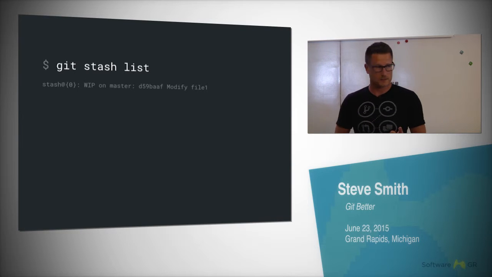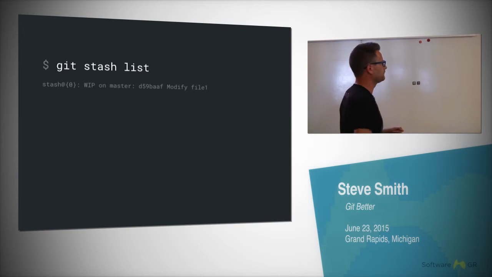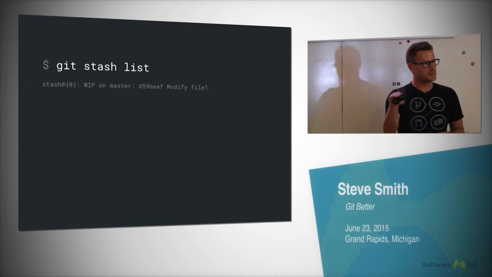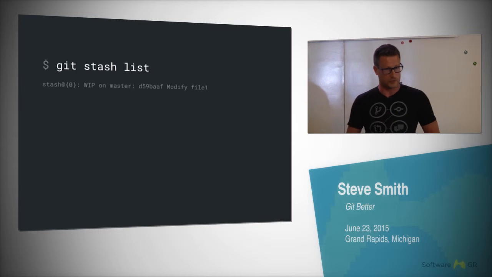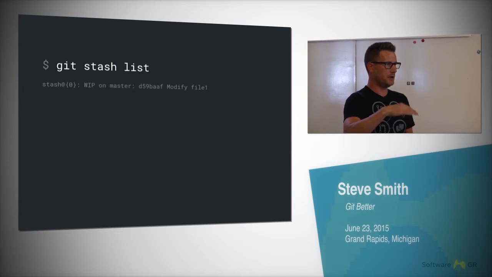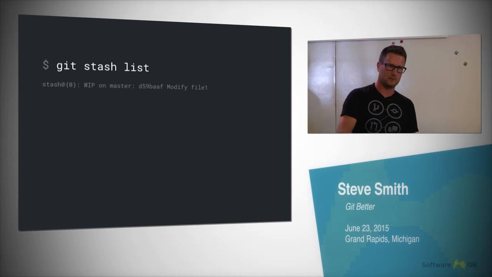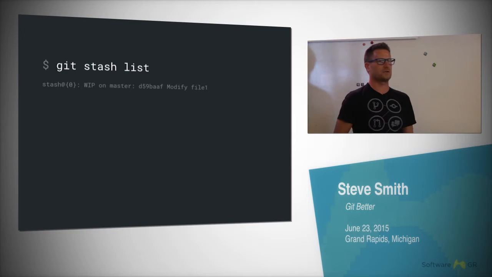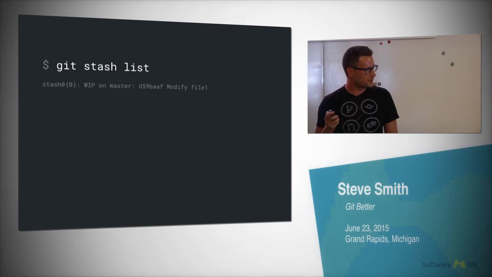I can look at that list. So I can say git stash list. And it will actually print out all the stashes that I have. So you can stash multiple things, and it will just add it to a list. It's like an array. Just keeps adding more and more stashes. So there's a couple ways.